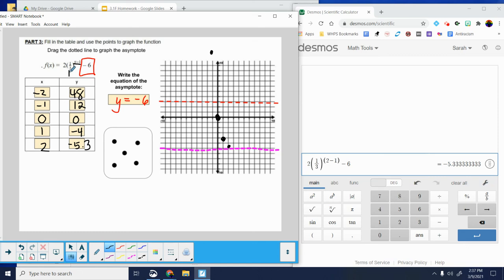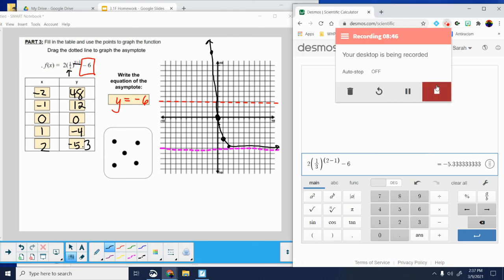And so this is decay because the base is less than 1, but it's not reflected because A is positive. So when it's decay, the tail ends up on the right. So my tail's here, and this is decay shape. It started really big, and it's coming down and getting small. So that is how we graph an exponential function.